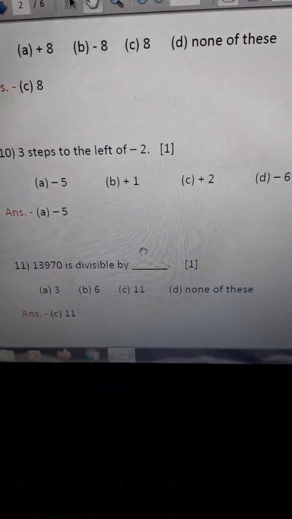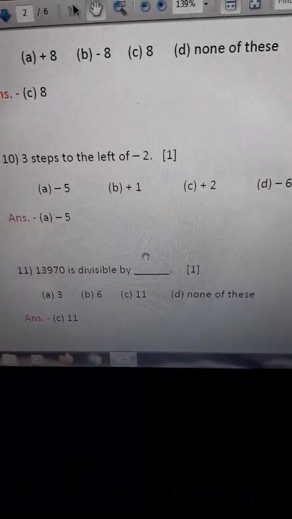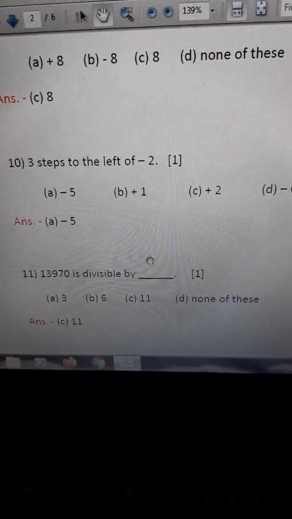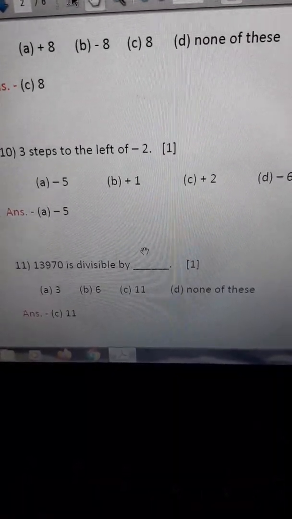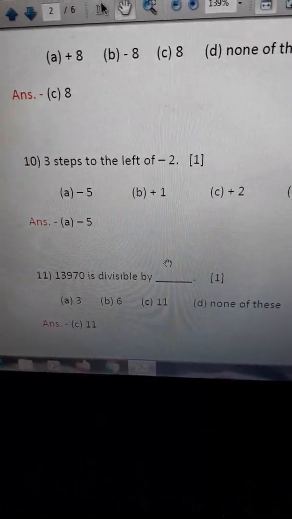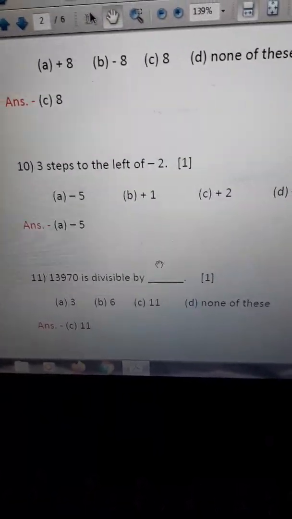So question number 11. 13,970 is divisible by 11. You know that you have to find out which digits are in the even places and which are in the odd places. Then you know what the condition of divisibility by 11 is. You just follow it, then you will get that this number is divisible by 11.